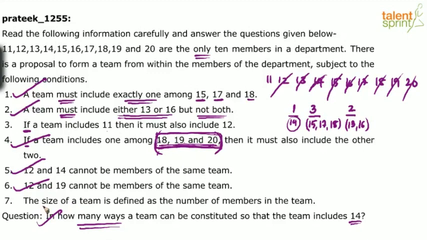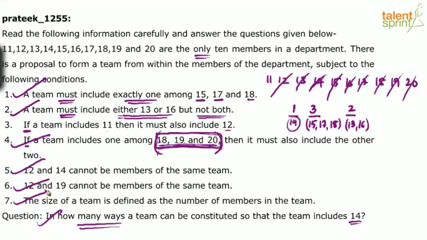Now, the seventh condition is not a condition, it is just a piece of information which says the size of a team is defined as the number of members in the team, right? So we have looked at all the conditions, only condition 3 has to be rechecked. Condition 3 said, if a team includes 11, then it must also include 12. Right? If it includes 11, then it must include 12.